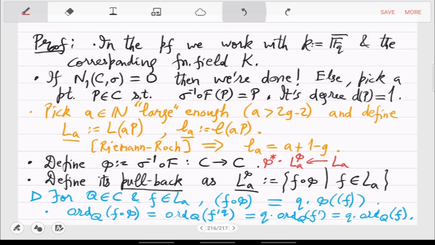Or maybe I should put it on the right side. So phi sends the first curve to the second curve, while phi star sends a sheaf on the second curve to a sheaf on the first curve. Are we seeing the polynomial through its evaluations now? It's always that.